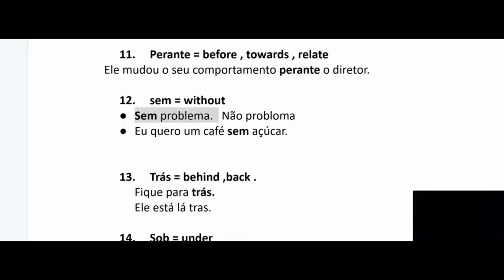Okay. So fique atrás. Don't say fique. So if you want to say fique atrás, then you can say it in this way. Fique atrás. Okay. So we got the fique from the verb ficar.